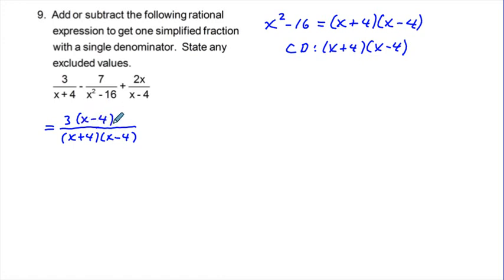And then we have minus 7 times, I'm going to rewrite this denominator in its now factored form, the quantity x plus 4 times the quantity x minus 4. And then what do we have to multiply this by to get our common denominator? Nothing. So I'll just leave that blank.